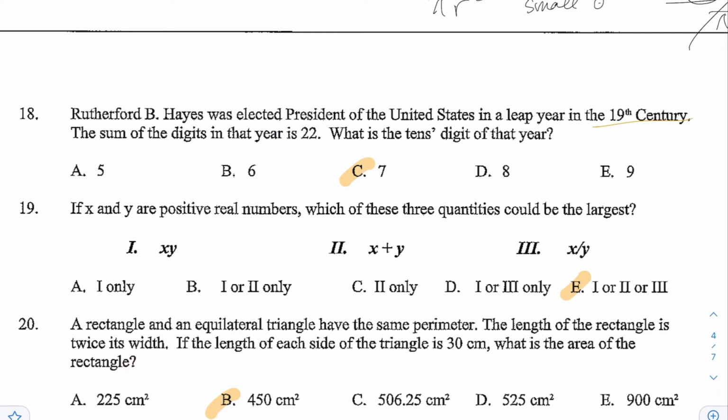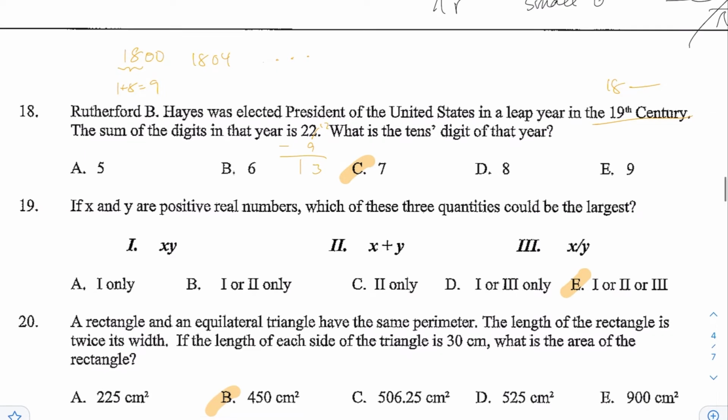During the 19th century, it's going to be the 1800s. So remember, leap years occur every 4 years. So because it's an 18, 1 plus 8 is already 9. So 22 minus 9 is equal to 13. So that means the other two digits have to add up to 13. Now you have two digits, A and B, that add up to 13, but when you put them together, AB has to be a multiple of 4.